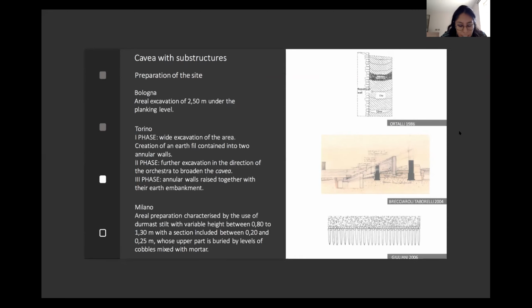A specific preparation of the soil has been identified in the area where the theater of Milano was built, constituted by incoherent terrain. In this case, there was an area intervention characterized by the use of wood stilts with variable height between 0.8 and 1.30 meters, with a section between 0.20 and 0.25, whose upper part is buried by levels of cobbles mixed with mortar. The use of the wood stilts was aimed at compressing the terrain affected by construction to stabilize the terrain itself. Over the stilts, there is usually an earth fill to level the upper parts of the stilts and to create a flat surface for the next step of the building.